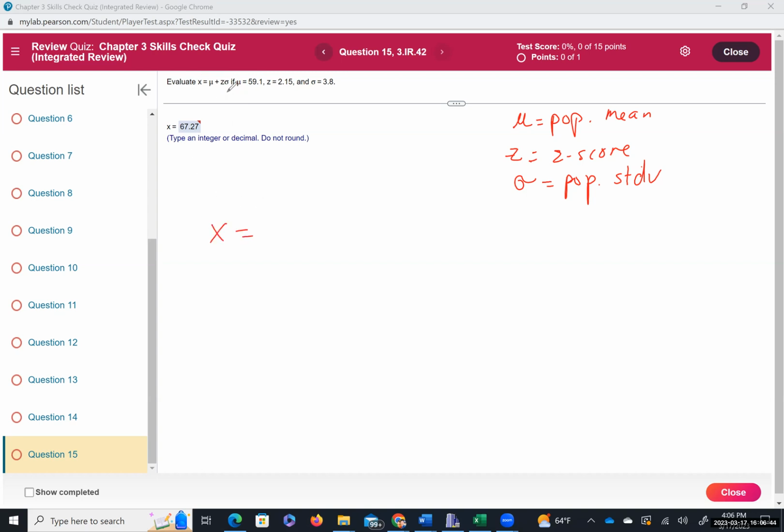So x is going to be equal to what? x equals the mean, which is 50, plus z, which is 2.15, multiplied by sigma, which is 3.8. So just do the calculation by calculators, and you're going to get 67.27. So let's check that to make sure.